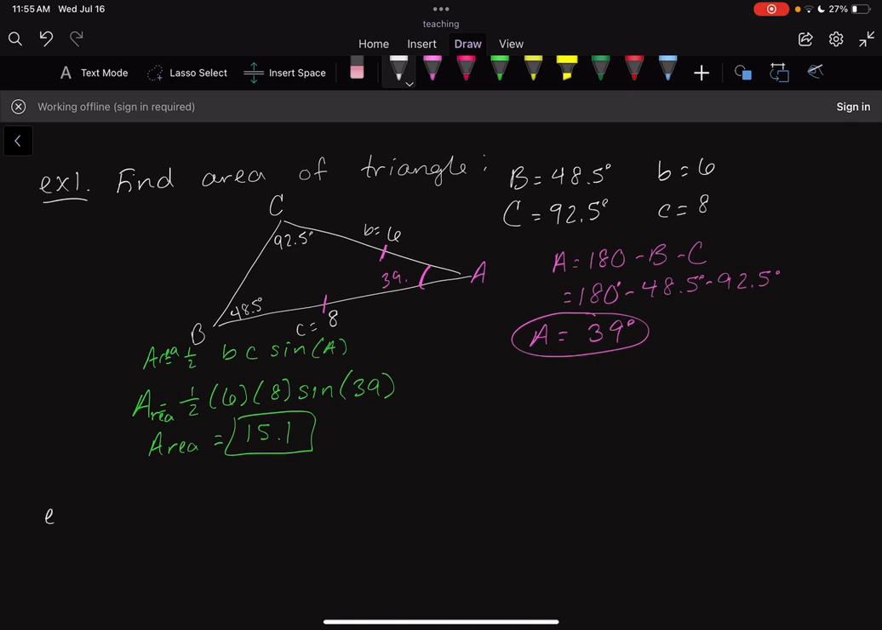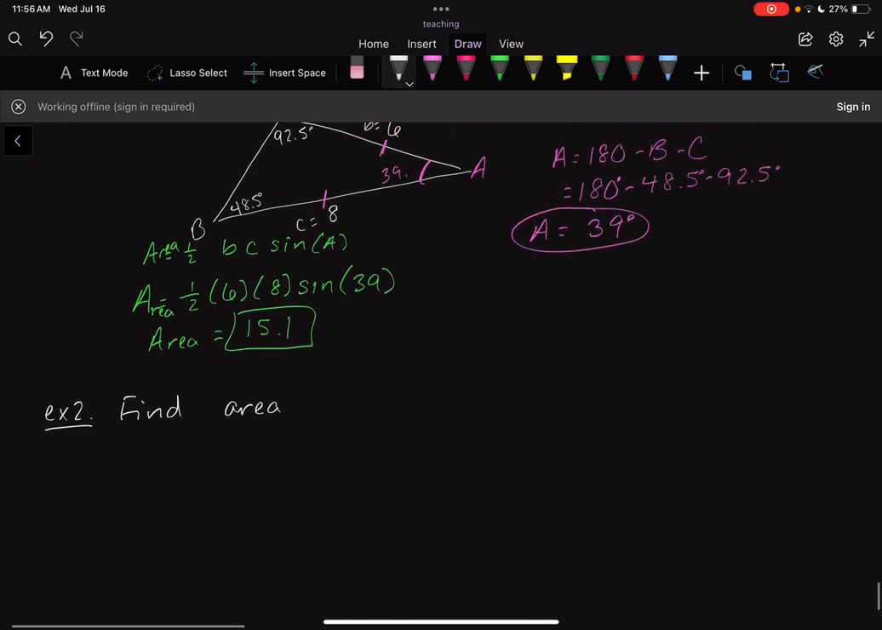And then we can also do examples like this one where maybe it's not actually a triangle, but we still use the formula. So I'll show you what I mean by that.